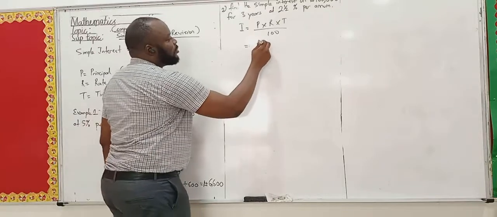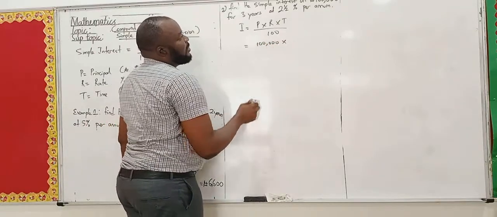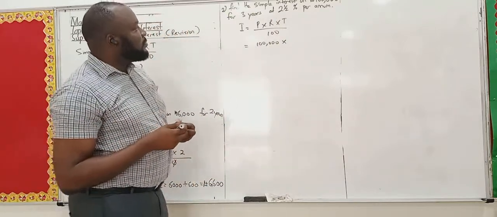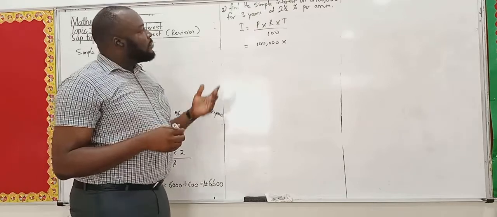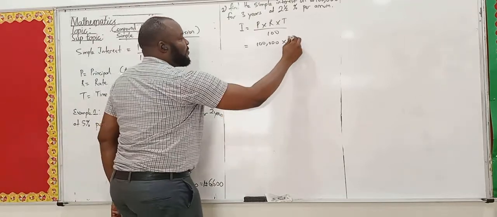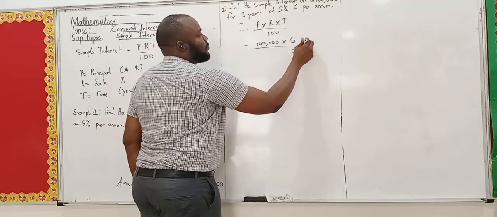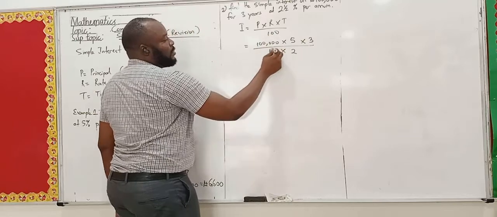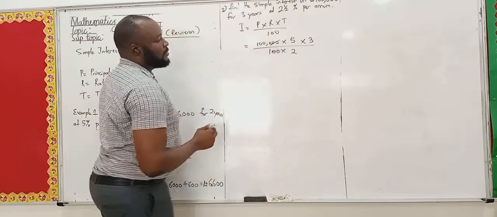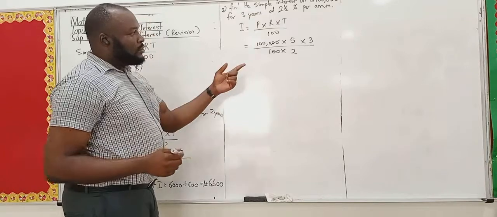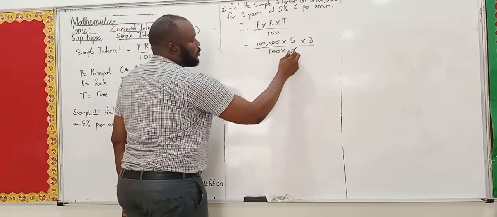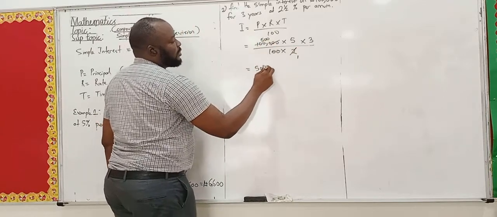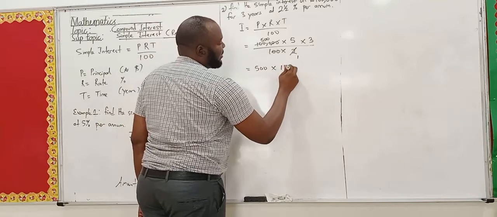So what do we have here? 100,000 times the rate, 2.5. When you change it to an improper fraction, what do we have? 5 over 2. And the time is 3 years. Remember, you still have your 100 hanging, 100 times 2. So these 2 zeros cancel these 2 zeros. What can cancel again? 2 can cancel. If I cancel 2 here, 2 in 1,000 is 500. Now we'll have 500 times 15.